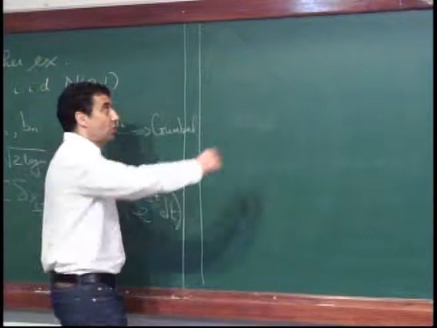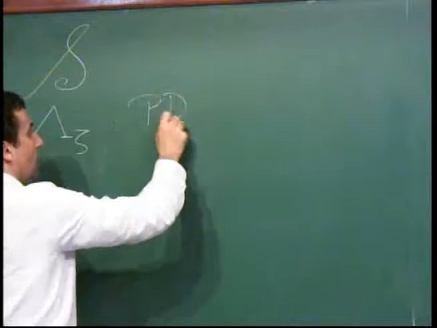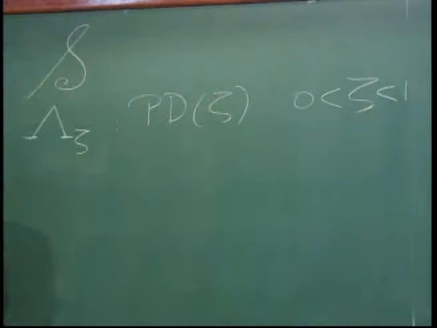So I remind you, I have this space S. And on this, I have this probability, this process lambda zeta, which is the Poisson-Dirichlet with parameter zeta. And zeta is a number between 0 and 1. Okay, and I explained how you obtain it. I want to understand some properties of this. This is perfectly well defined. So I tell you again how you do it.